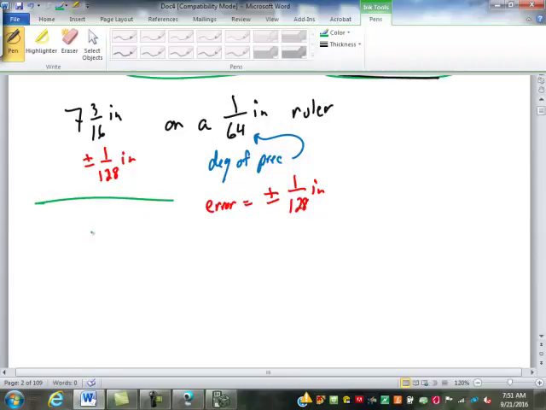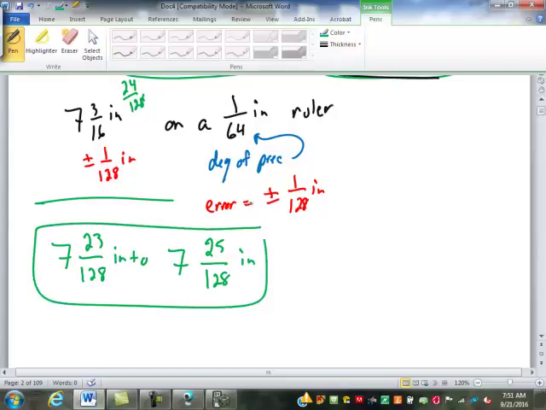Create the range for me quick. Not an easy common denominator to do, is it? No. What do you multiply 16 by to make it 128? 8. So 3 times 8 is 24, right? So that's 24/128. One less would be 23. One more would be 25. So 7 and 23/128 inches to 7 and 25/128 inches is that range.